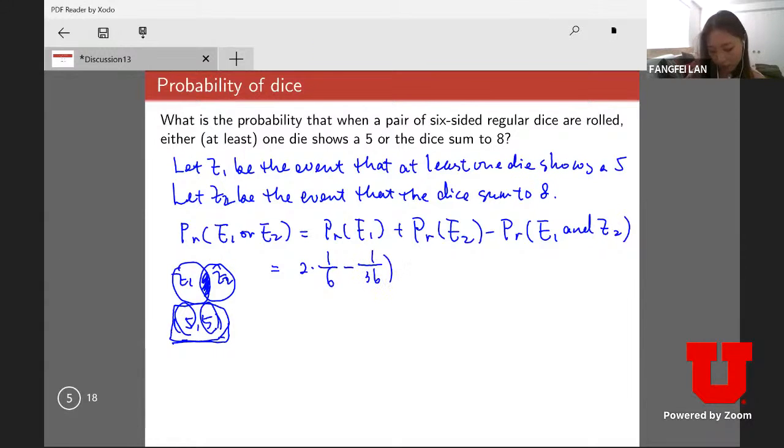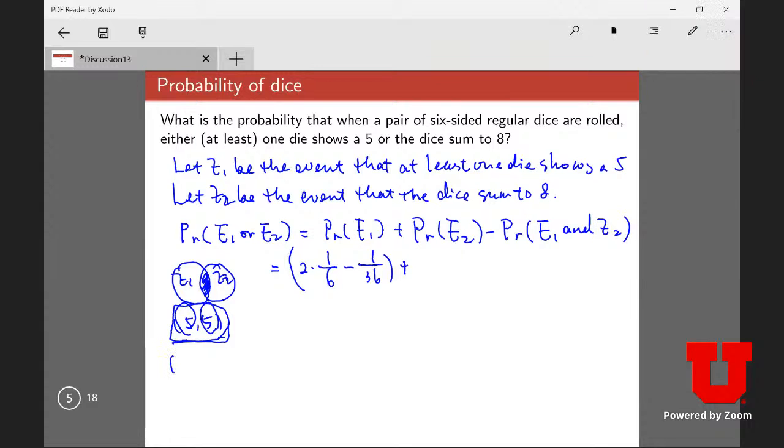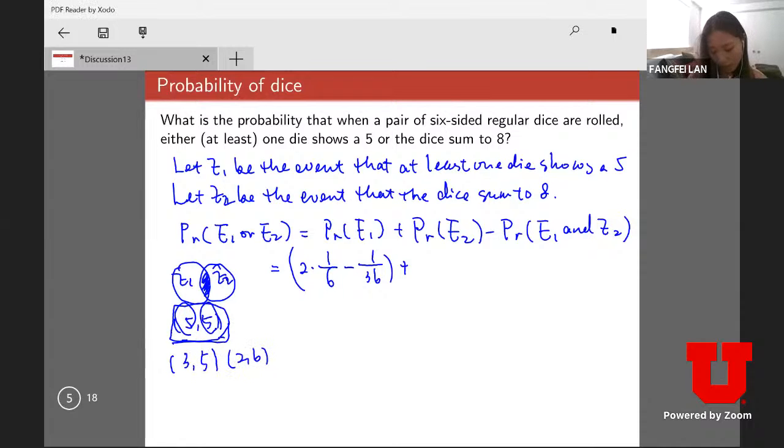So that is the first part. So what about the second part? Dice sum to 8. What are the possibilities? What are the combinations? 3, 5, and 2 and 6. Yep, 3, 5, 2, 6. But then there's also 4, 4, right? But then these two you can flip them over. 5, 3, and 6, 2, right? So they're 5 out of 36.